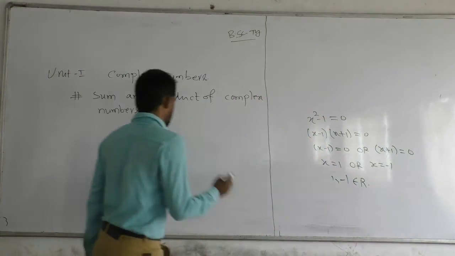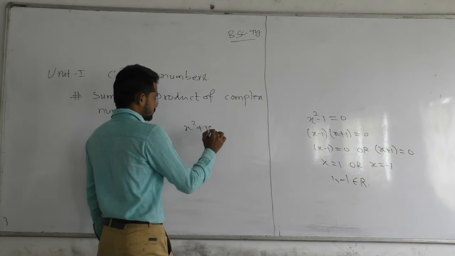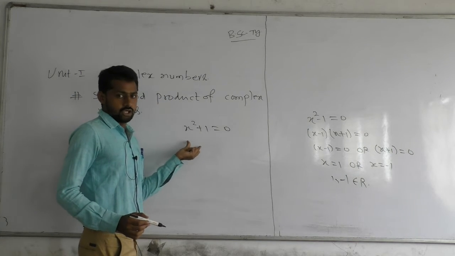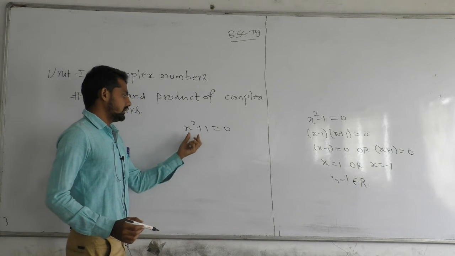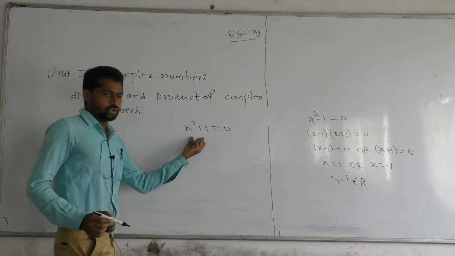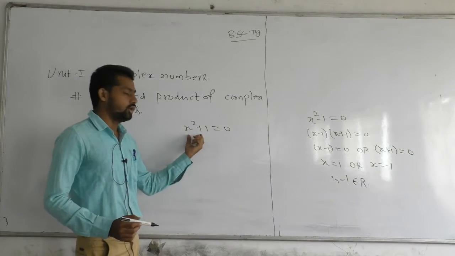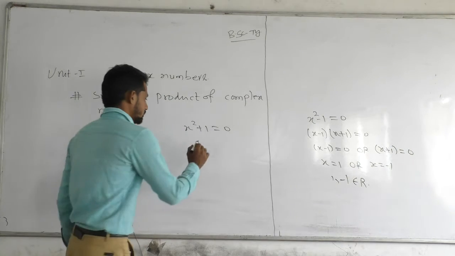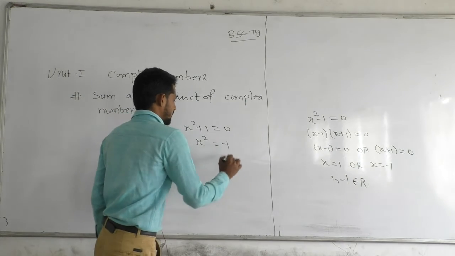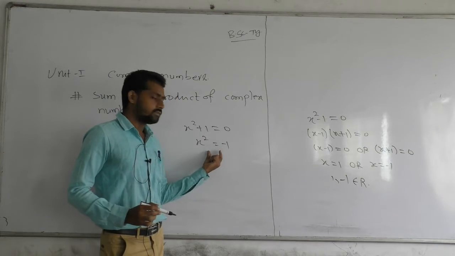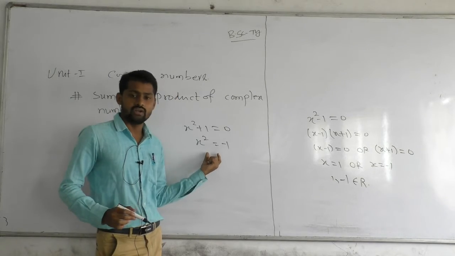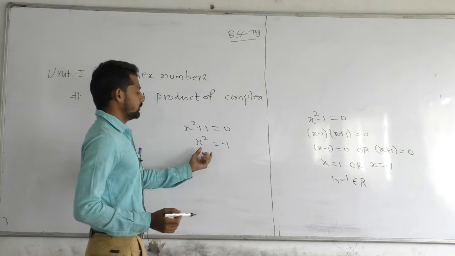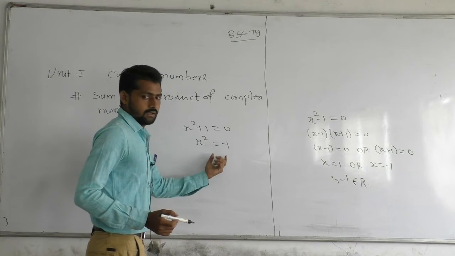Now consider another polynomial, x square plus 1 equal to 0. This polynomial we cannot split in the set of real numbers. And to find the solution of this polynomial, we need to introduce complex numbers. So x square is equal to minus 1. But we know that in the set of real numbers, there is no real number whose square is negative. So this polynomial has no root in the set of real numbers.